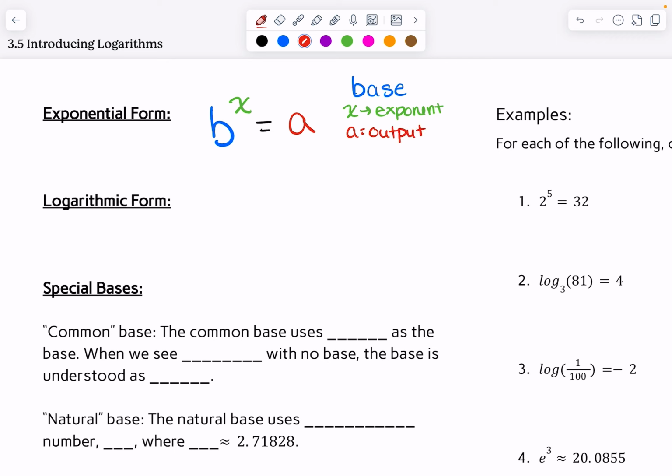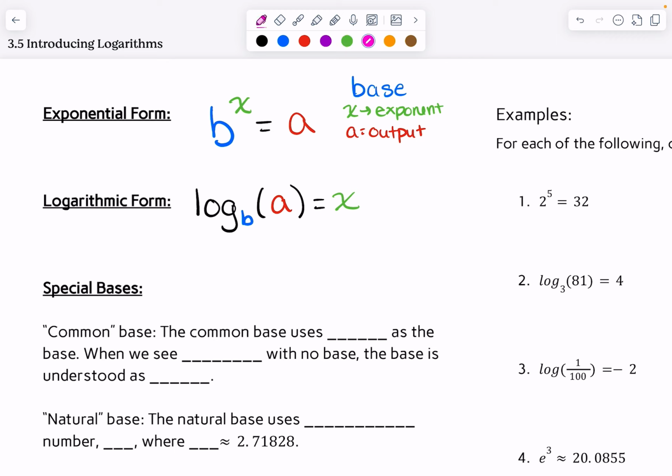Now, logarithmic form uses b, x, and a, just in a slightly different format. So it starts with some log. So you might have seen that log. When you see log, that's a logarithm. So that log is going to have some base b. And inside of the log is going to be our output a. And that's going to equal our exponent. So when we see what a logarithm equals, we're saying it actually equals the exponent of b that would get us a.